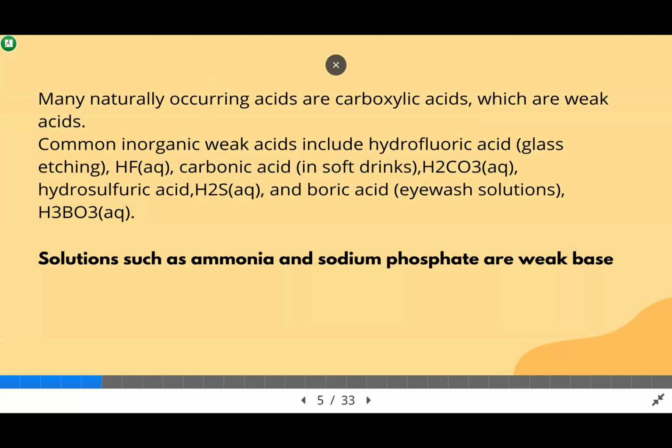And many naturally occurring acids are carboxylic acids, which are weak acids. Other common inorganic weak acids include hydrofluoric acid, HF, carbonic acid, H2CO3, which is in soft drinks, hydrosulfuric acid, H2S, and boric acid, H3BO3, which is used in eye solutions. And then ammonia and sodium phosphate are considered to be weak bases.